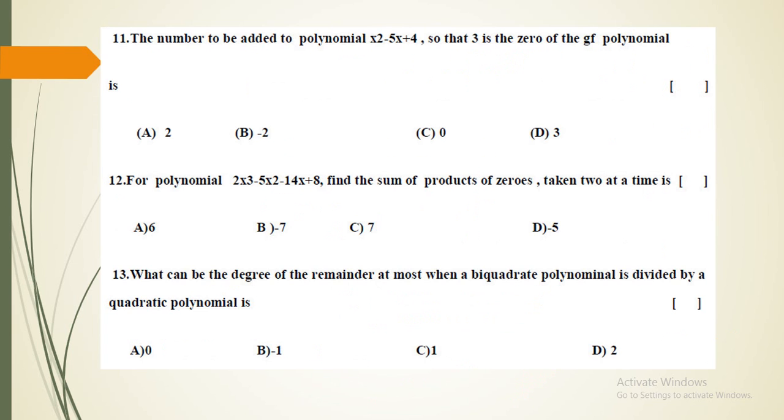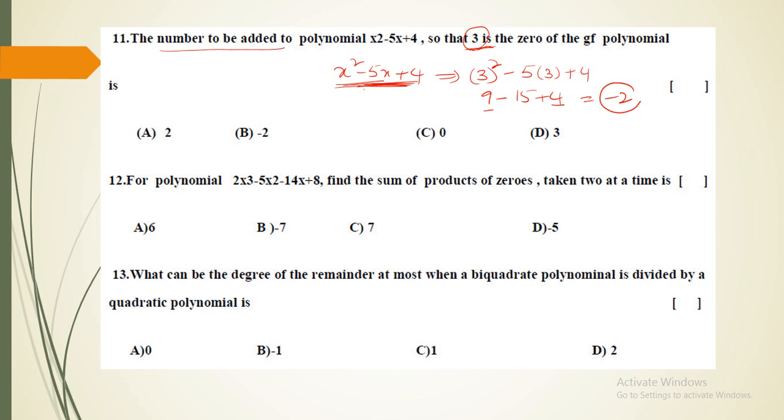So the answer is plus or minus 4. Next, moving on to one more question. What has he given? x square minus 5x plus 4. This is a quadratic polynomial. What number should be added to this polynomial so that 3 is a zero of the polynomial? If I want 3 to be a zero of the polynomial, it should satisfy this polynomial. So if I substitute x is equal to 3, what am I going to get? 3 square minus 5 into 3 plus 4, which gives me 9 minus 15 plus 4. 9 plus 4 is 13, 13 minus 15 is minus 2.